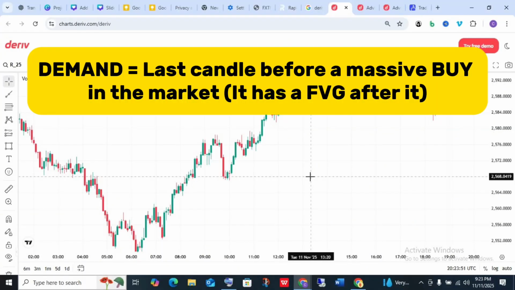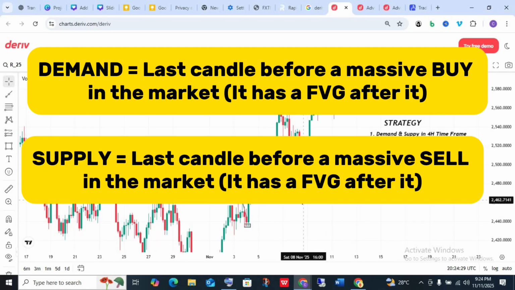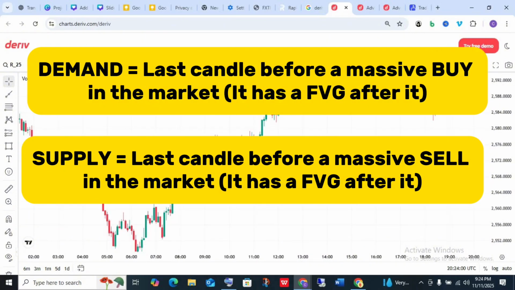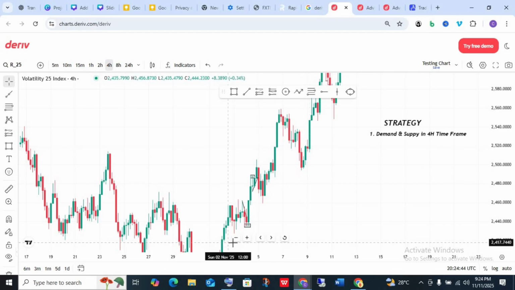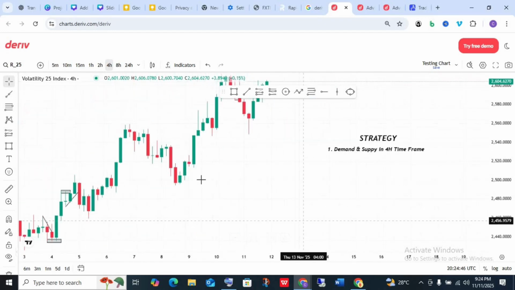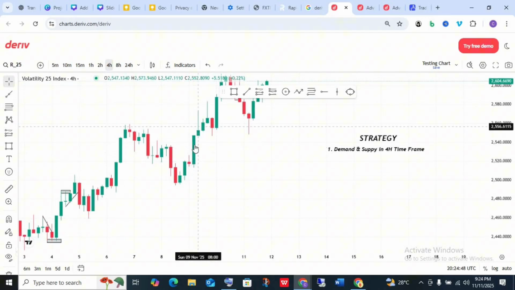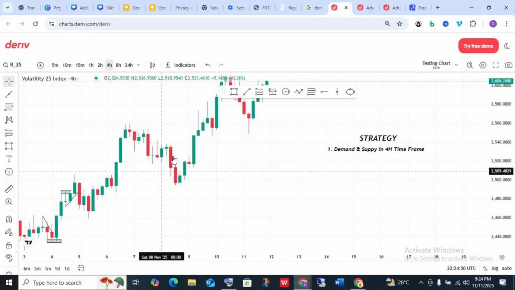So what is demand and supply? Demand is basically the last candle before a massive buy in the market, and the supply is basically the last candle before a massive sell in the market. Let me show you. So let's go to the 4-hour time frame. Let me show you a massive buy. Now look at this candle. This candle is a massive buy from, look at this. Sometimes we call it Marabozo candle. This is a massive sell from here to here, massive sell.